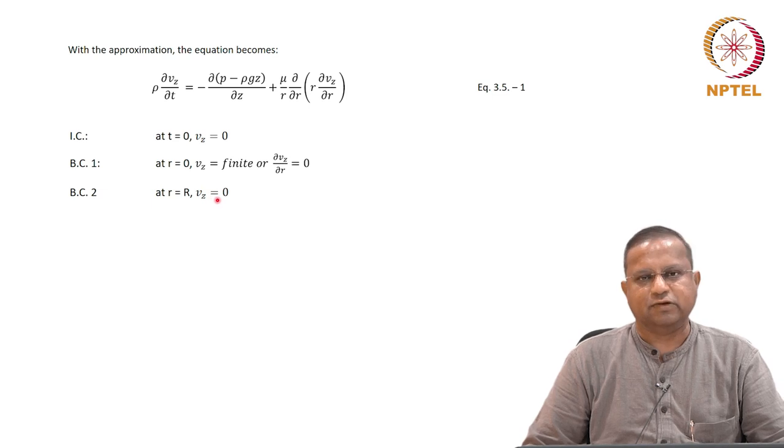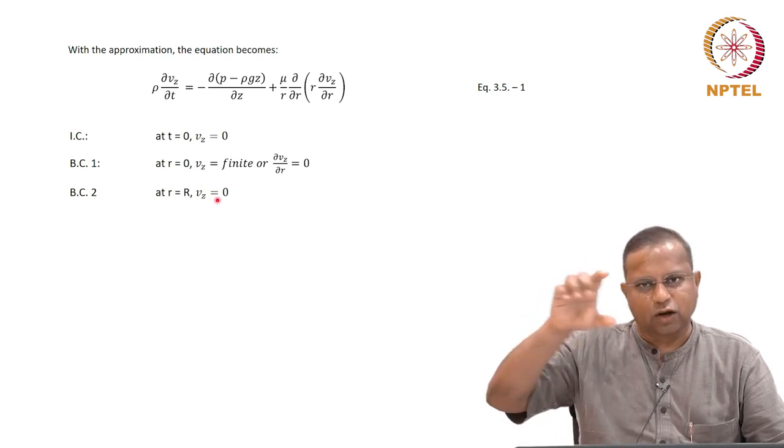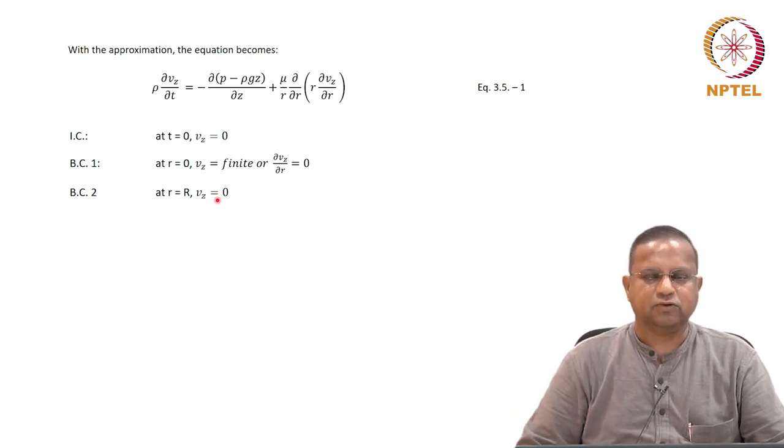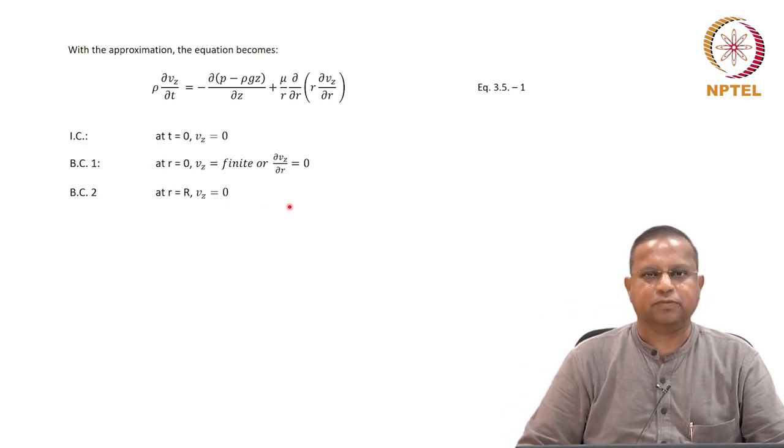And at r equals R, Vz equals 0, that's at the wall of the tube. The wall is stationary, the layer closest to it clings to it, and therefore has to be stationary. No slip boundary condition.